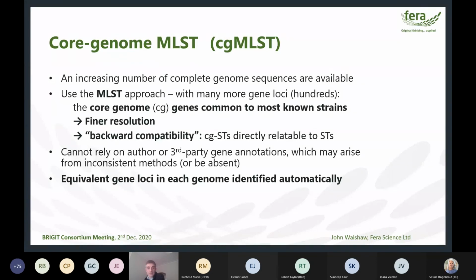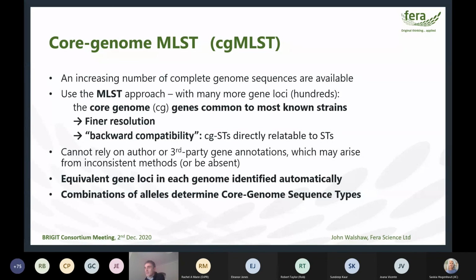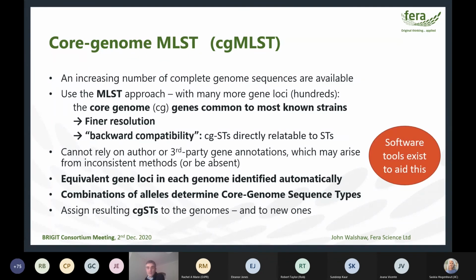This sentence is doing quite a lot of work: the equivalent gene loci in each genome are identified computationally. That's glossing over a few issues, which I won't talk about today. Once you've done that, it's exactly the same principle: you can use combinations of alleles which determine your core genome sequence types. Then you've got core genome sequence types assigned to the genomes that you've used to obtain these sequences in the first place, and of course you can use them to type new ones. And just to say, I'll refer to a few of these.